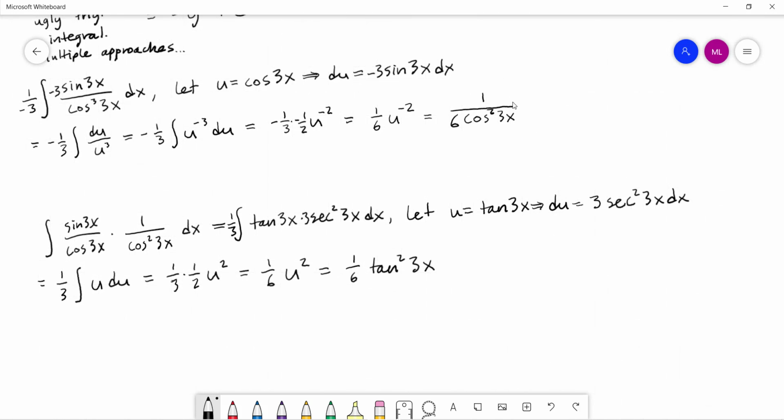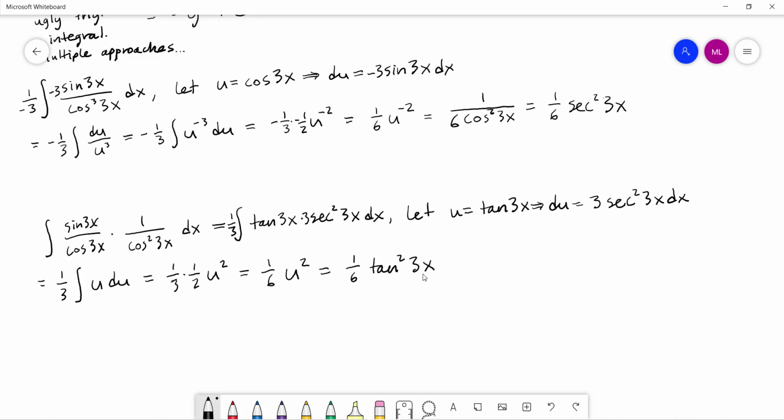And if I look at these two answers, they look a bit different. And indeed, they are a bit different. I can rewrite this one a little bit. I can pull that 1/6 out and write this 1 over the cosine squared as a secant, so I could rewrite this one as secant squared of 3x. But notice these two things are still not the same. 1/6 secant squared of 3x is different from 1/6 tangent squared of 3x.